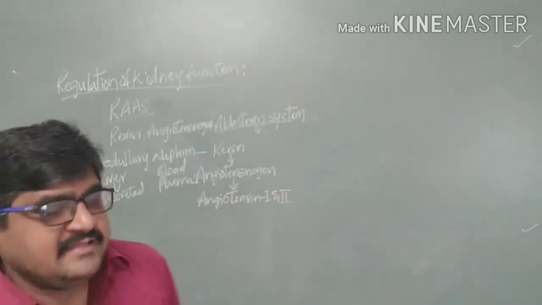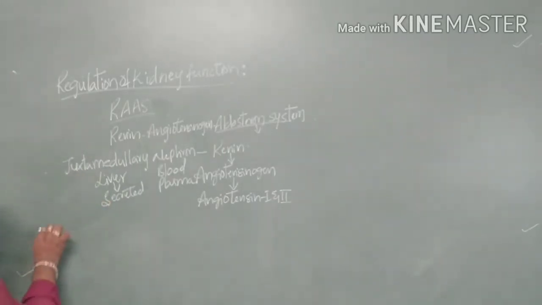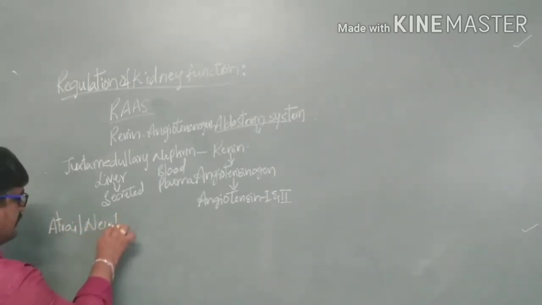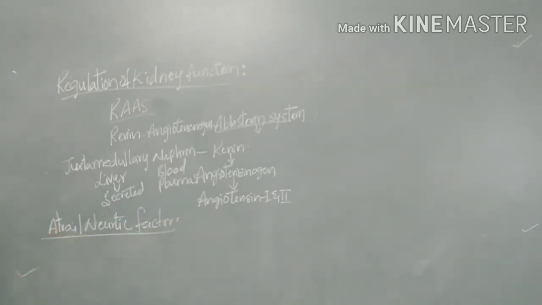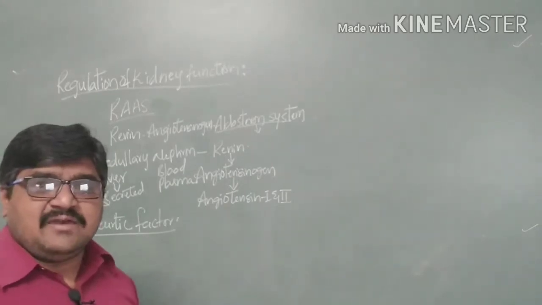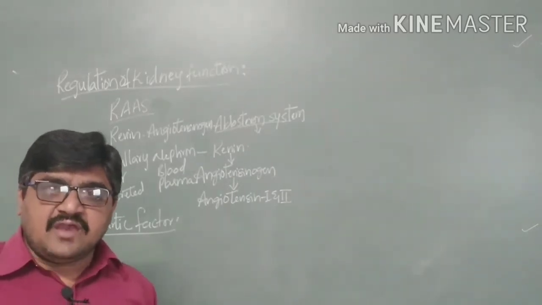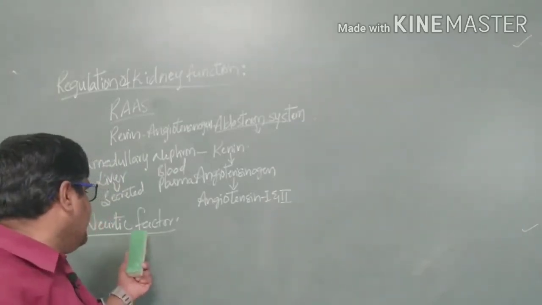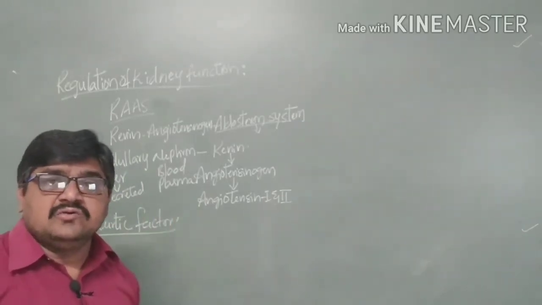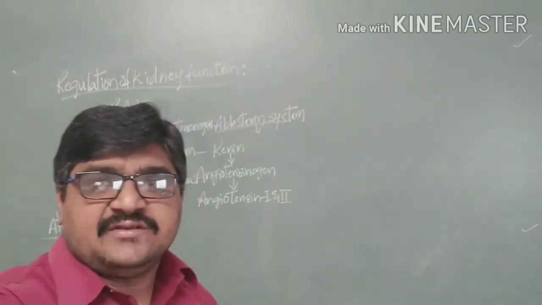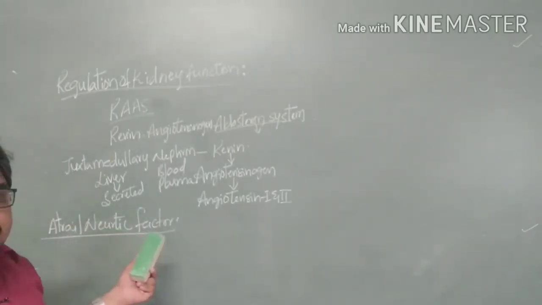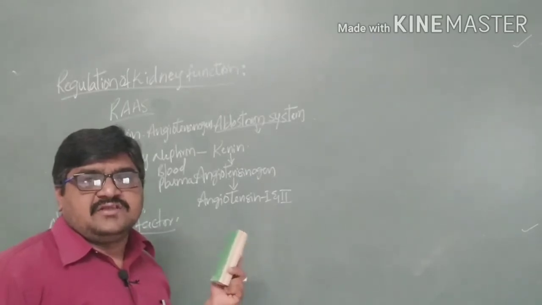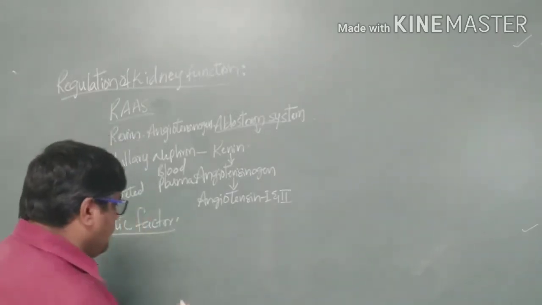The second one is the atrial natriuretic factor. This atrial natriuretic factor is secreted by the heart cells, that is the myocytes of the heart, and it is helpful for regulating the blood volume. What it does will now be discussed. So the atrial natriuretic factor is a kidney regulating factor, and it is secreted by the atrial myocytes of the heart.